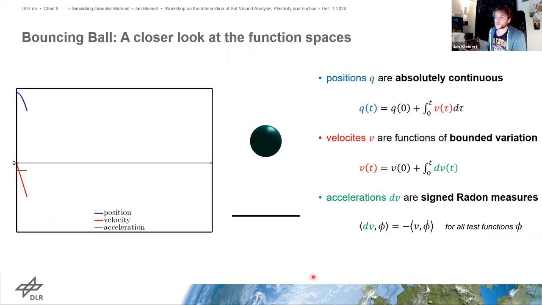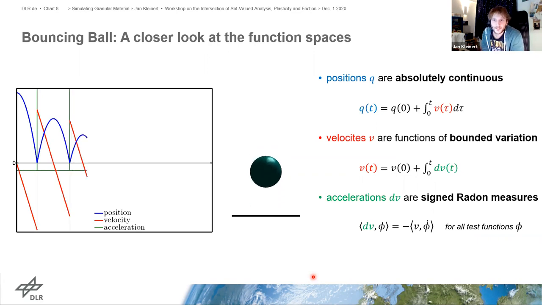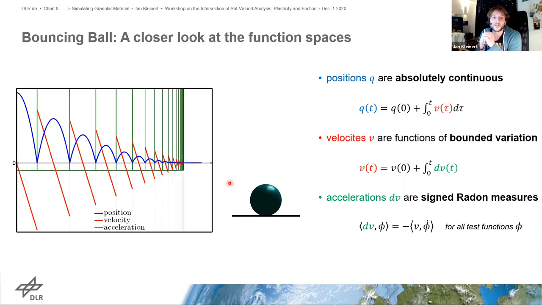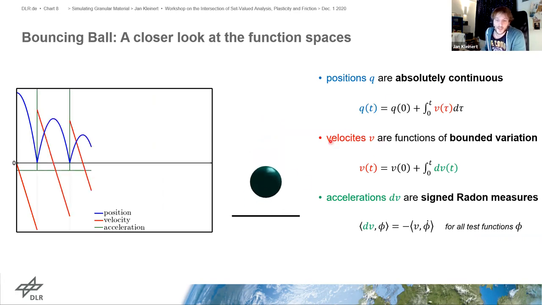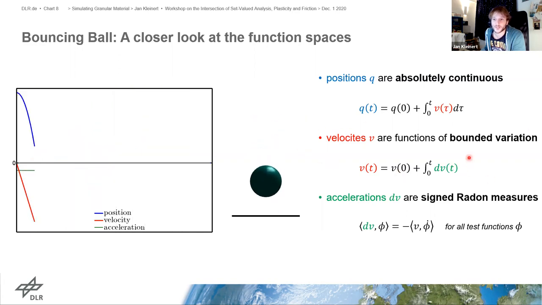All right, so let's take a closer look at the bouncing ball, just to look at what kind of function spaces we are working with. So here you see the bouncing ball, and I demand at every point in time that the distance between the ground and the ball shall always be greater or equal to zero. And as a consequence, the velocity must have discontinuities, right? Just immediately before the impact with the ground, the velocity must jump from a negative value to at least a non-negative value. So we have to live with discontinuous velocities.